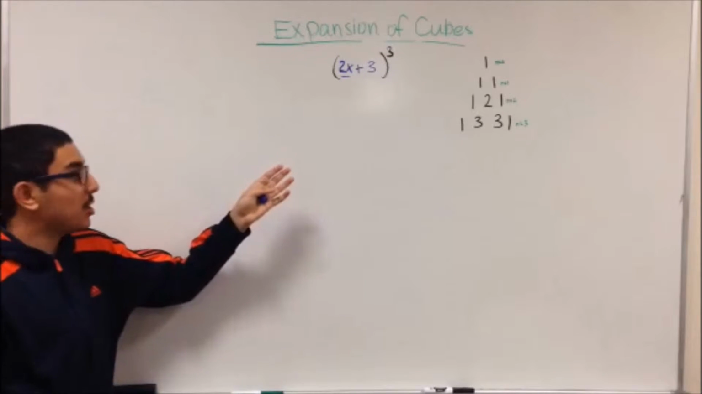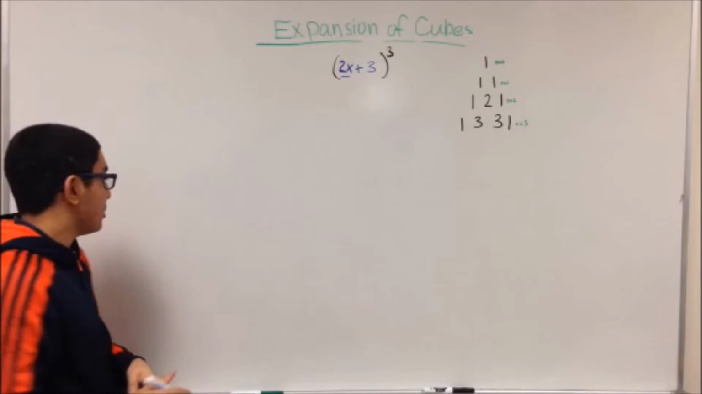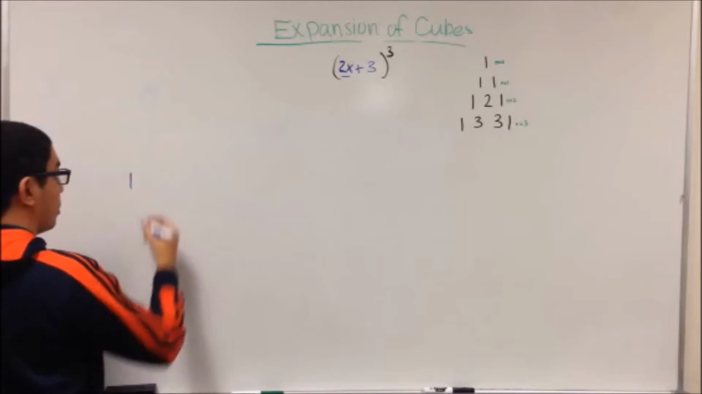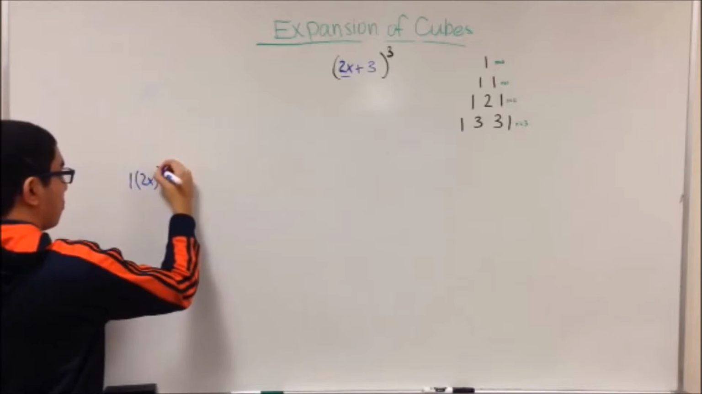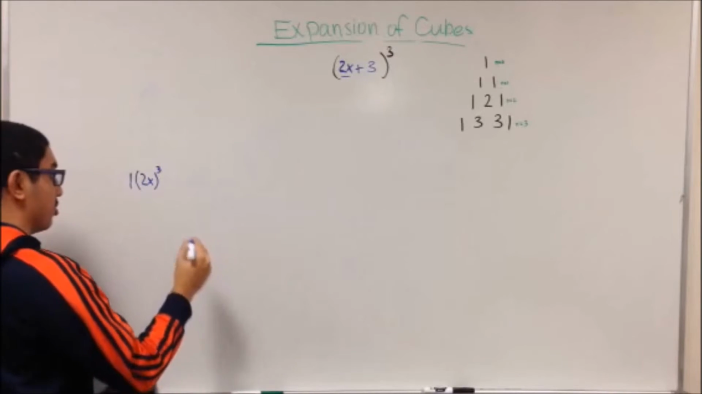So now we have changed from variables to numbers. Our new expression is (2x + 3) cubed, and we are going to expand it. Given Pascal's triangle, our first term will have a coefficient of 1, and our a term, which is 2x, will be raised to the power of 3, and we will not have a b value yet because b is raised to the 0 power.